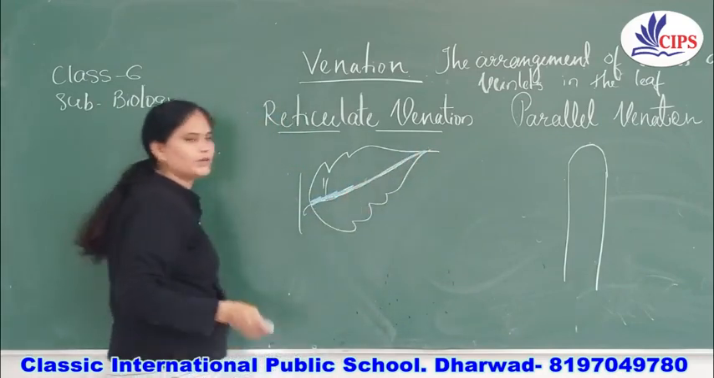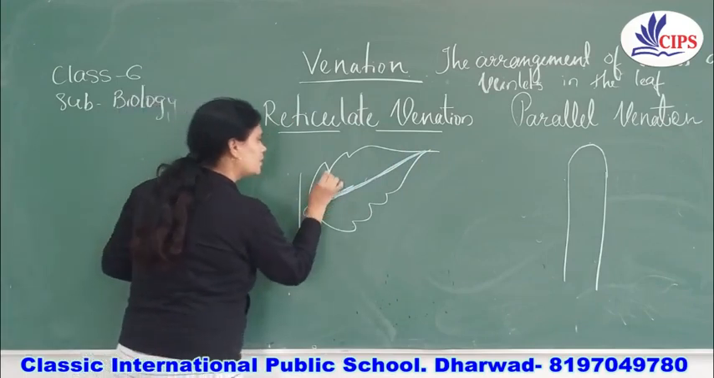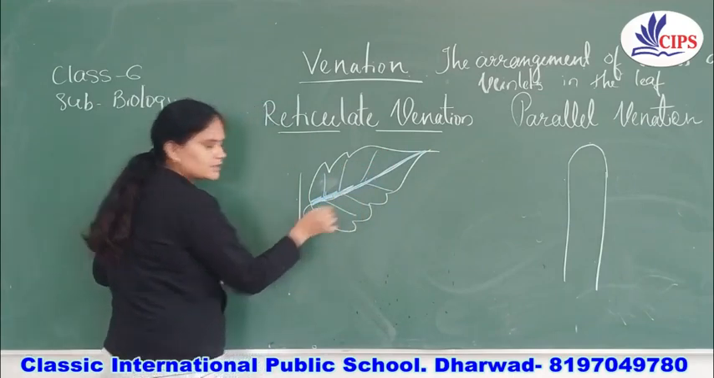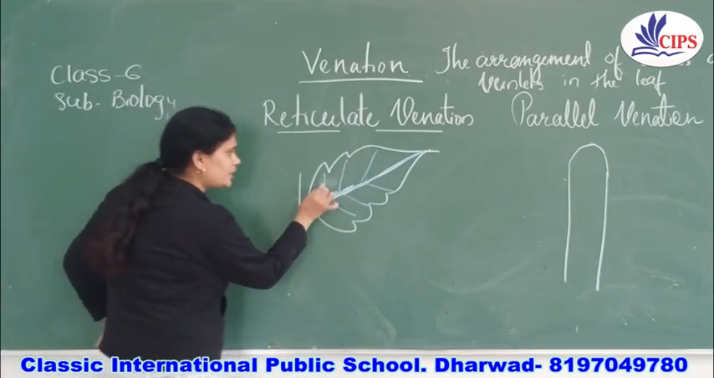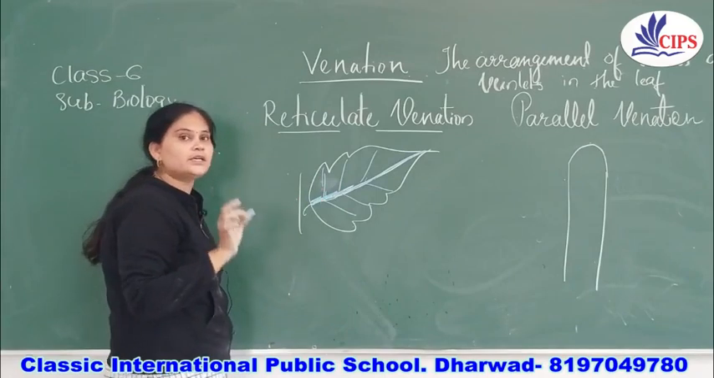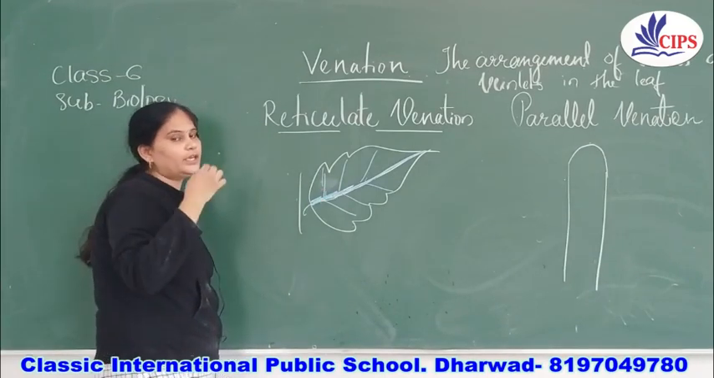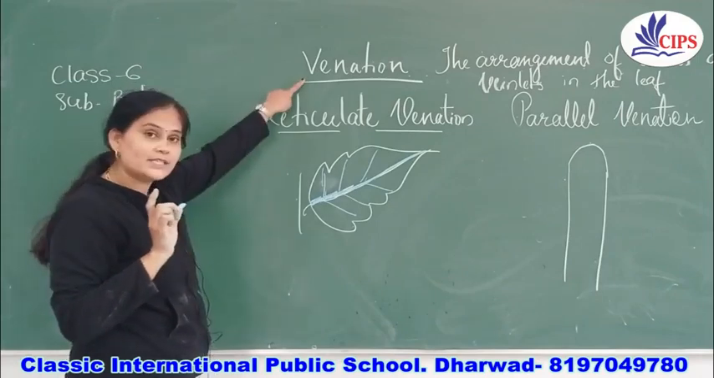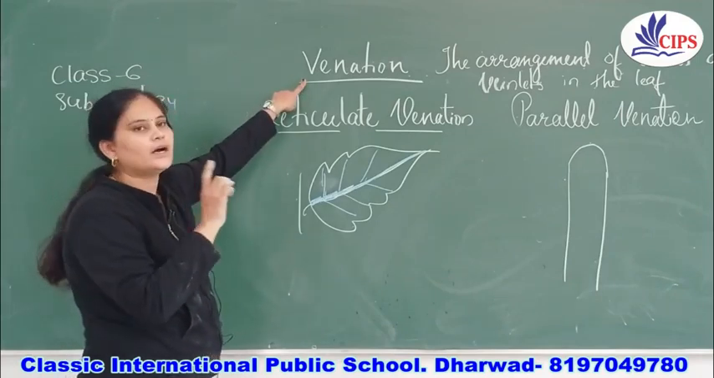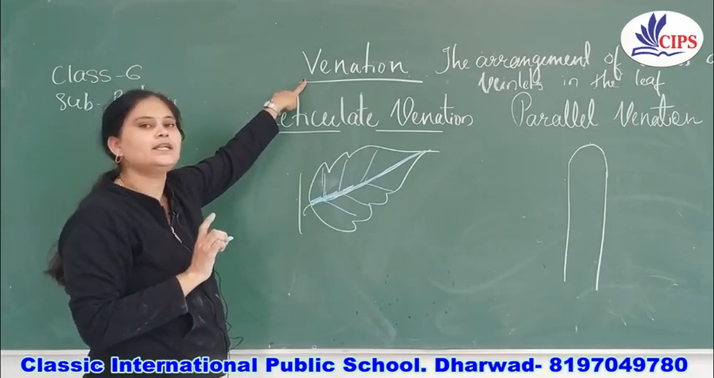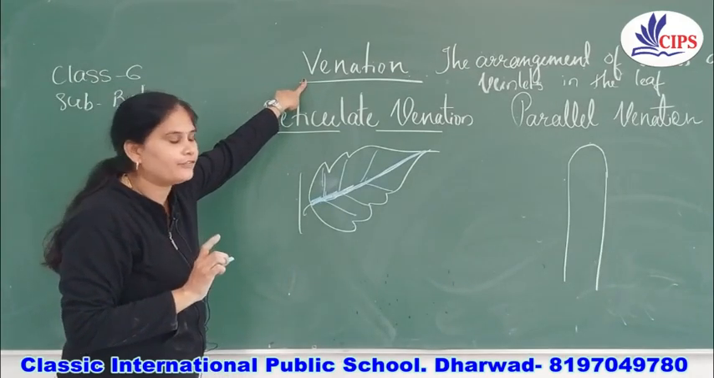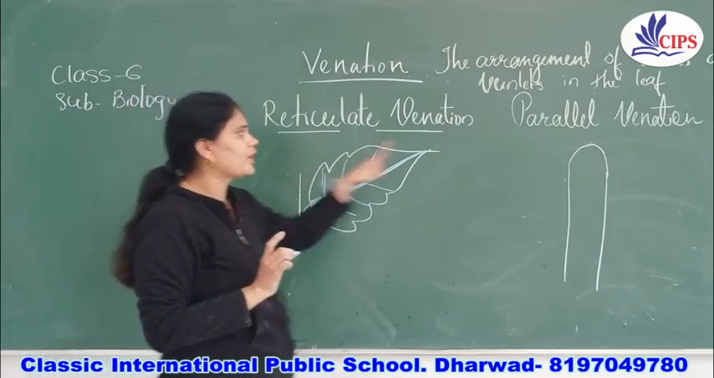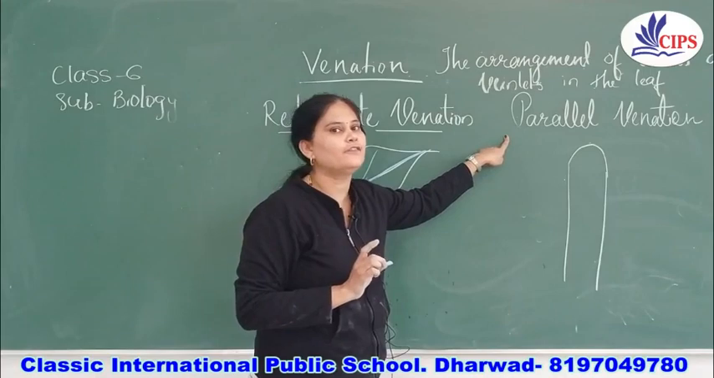This is the midrib. From the midrib, what are these? These are veins. These veins are again divided into fine branches called veinlets. What is venation? It is nothing but the arrangement of the veins and the veinlets in the leaf. There are two types: one is reticulate venation and the second is parallel venation.